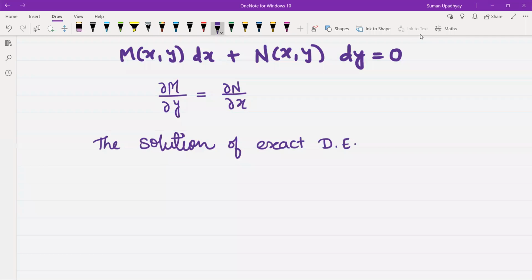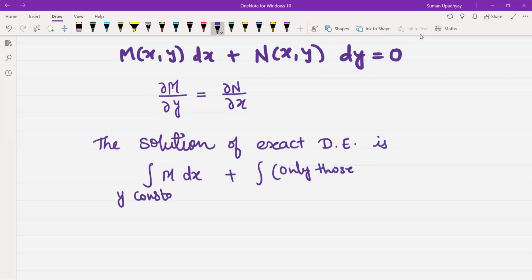Integration of M. Yes, it is going to be integration of M with respect to x, treating y constant, plus integration of only those terms of N not containing x. Please understand that, kids, we don't have to write all the terms of N, only those terms of N which are not containing x. You have to keep that in your mind. That formula is this, integrated with respect to y, is equal to the integration constant. So this is what we have studied in last class.